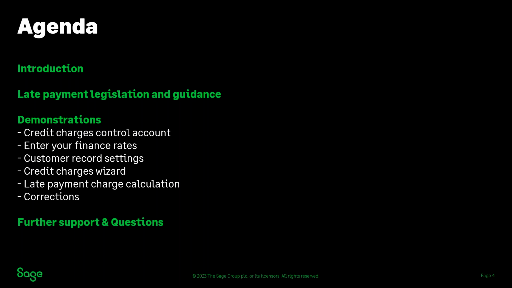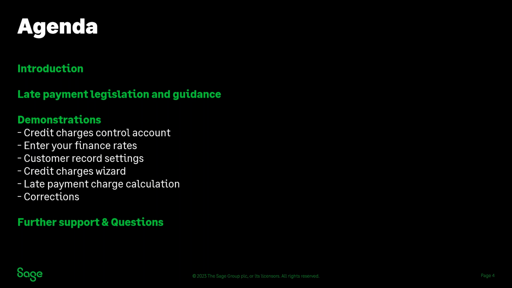But we're then going to move on to some demonstrations, so looking at how you go about checking that you've got the credit charges control account set up, entering finance rates within the software so that you can apply them a little bit later on during the late payment charge calculation. We'll look at how you go about flagging your customer records, because you will need to tick the box, and there are some restrictions on who you should do that for as well.